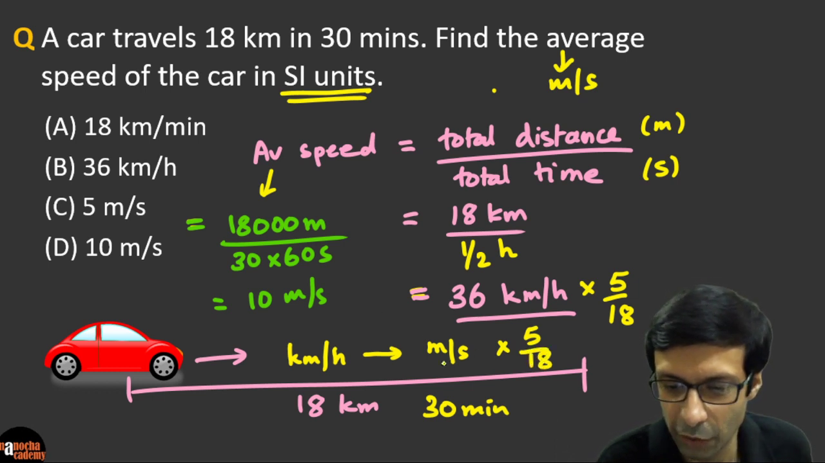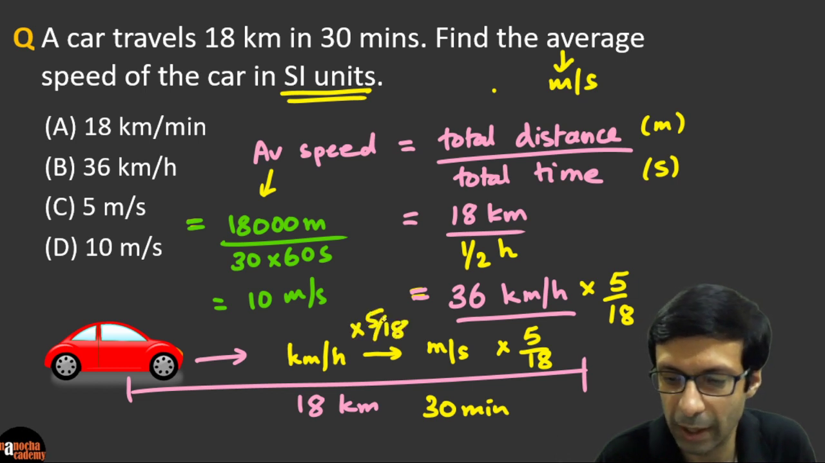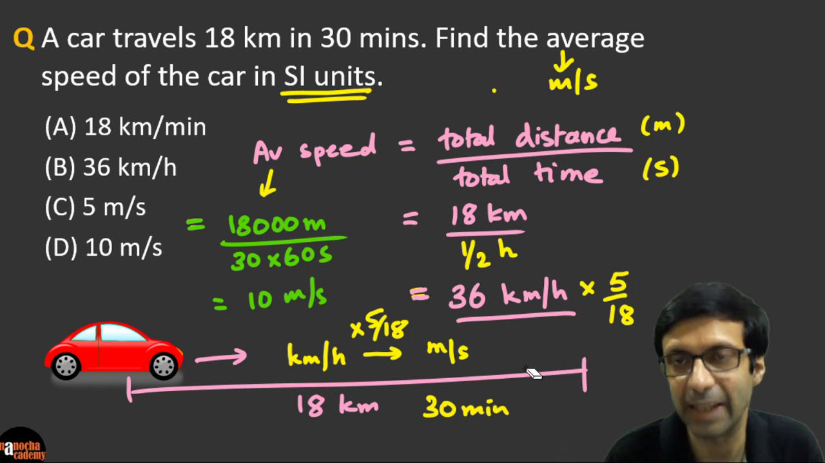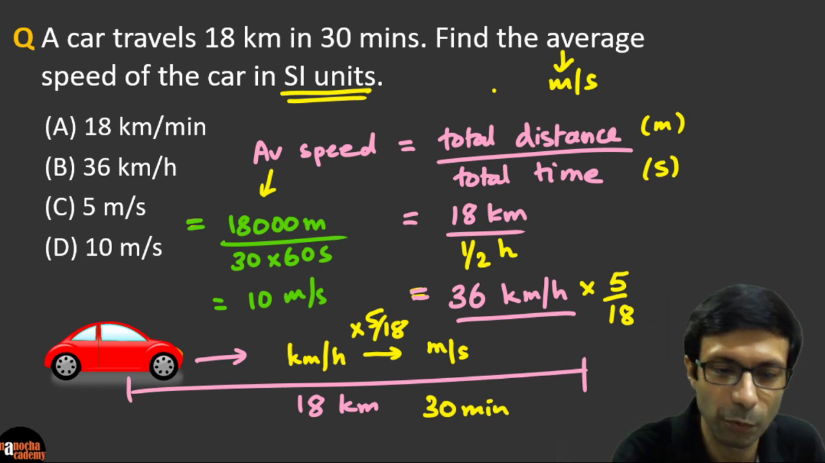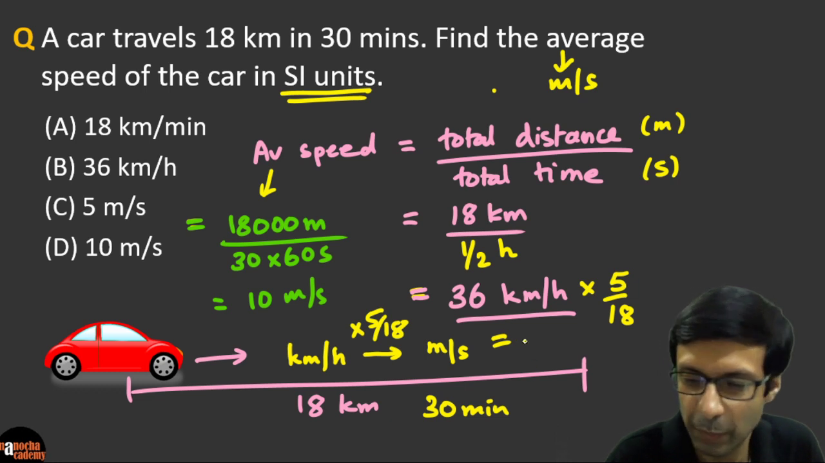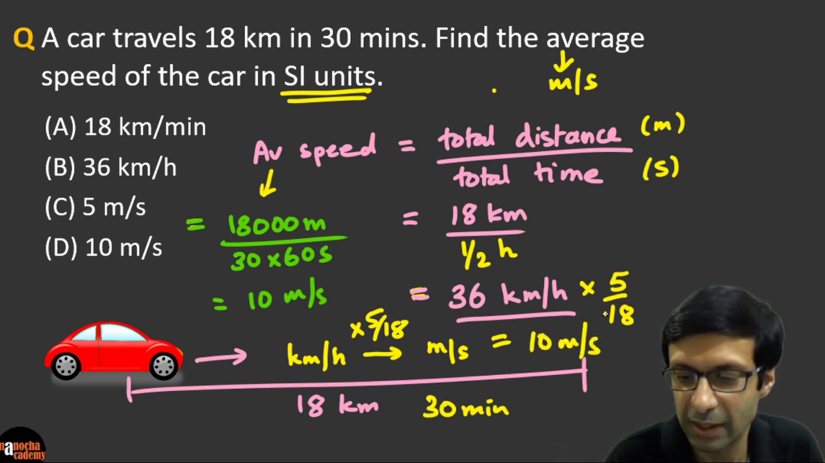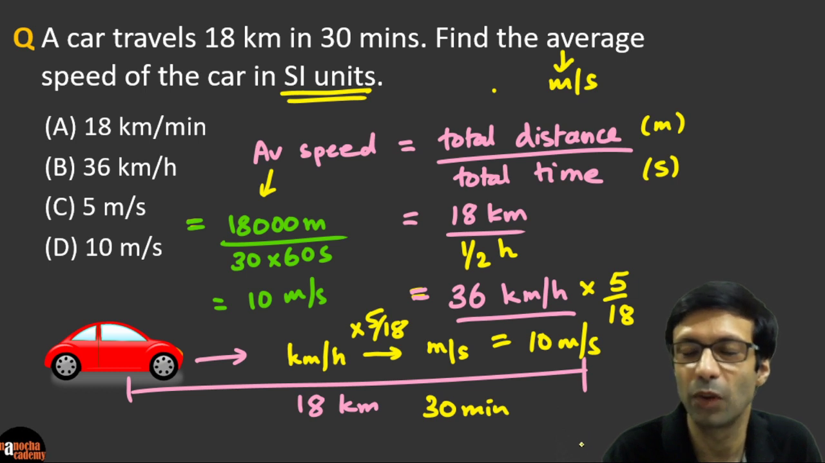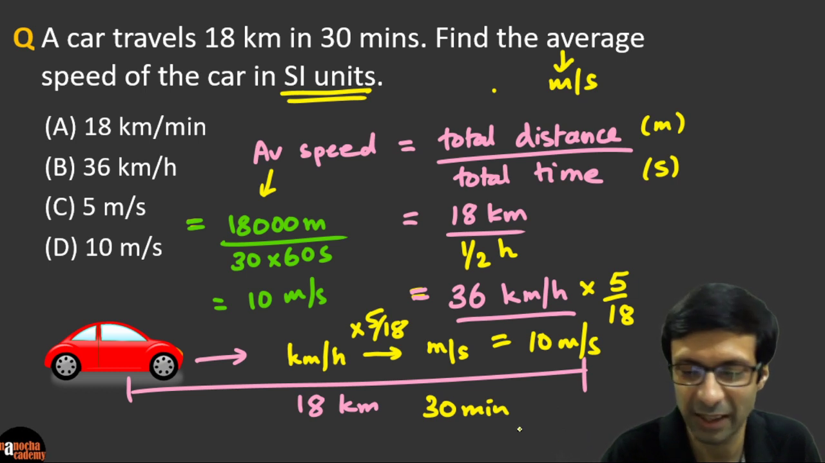Maybe I should write it here. So when doing the conversion, we need to multiply by 5 by 18. So that's the fast trick. If you multiply it, you're going to get the same answer, 10 meters per second, because you can see 36 by 18 is 2 and 5 2s are 10. So 10 meters per second is the answer. And that's the quick way of doing it.